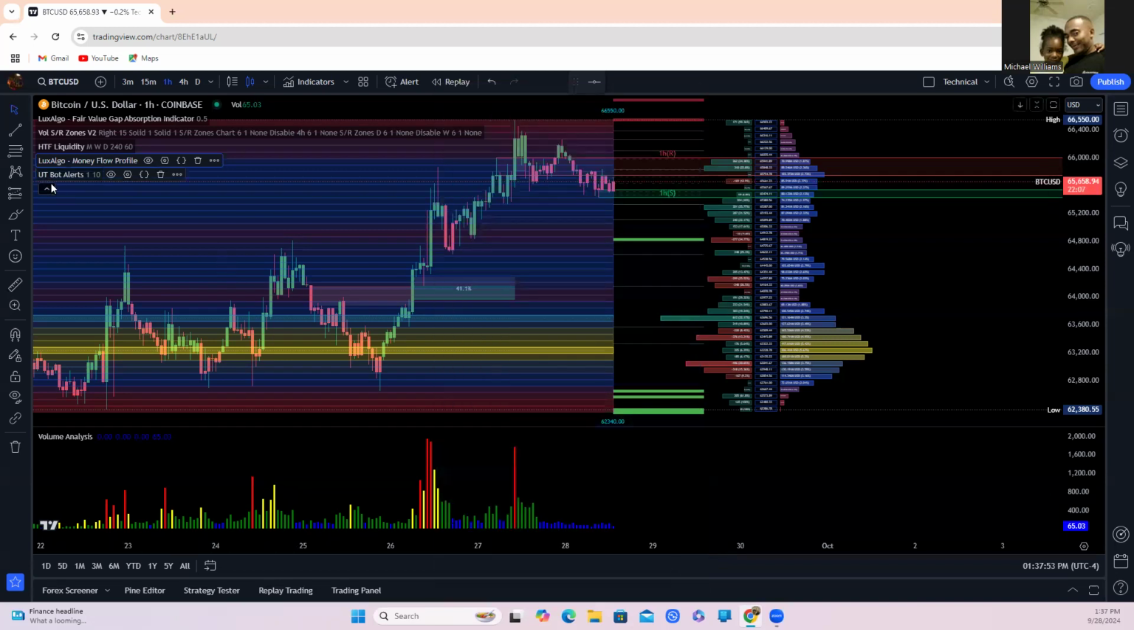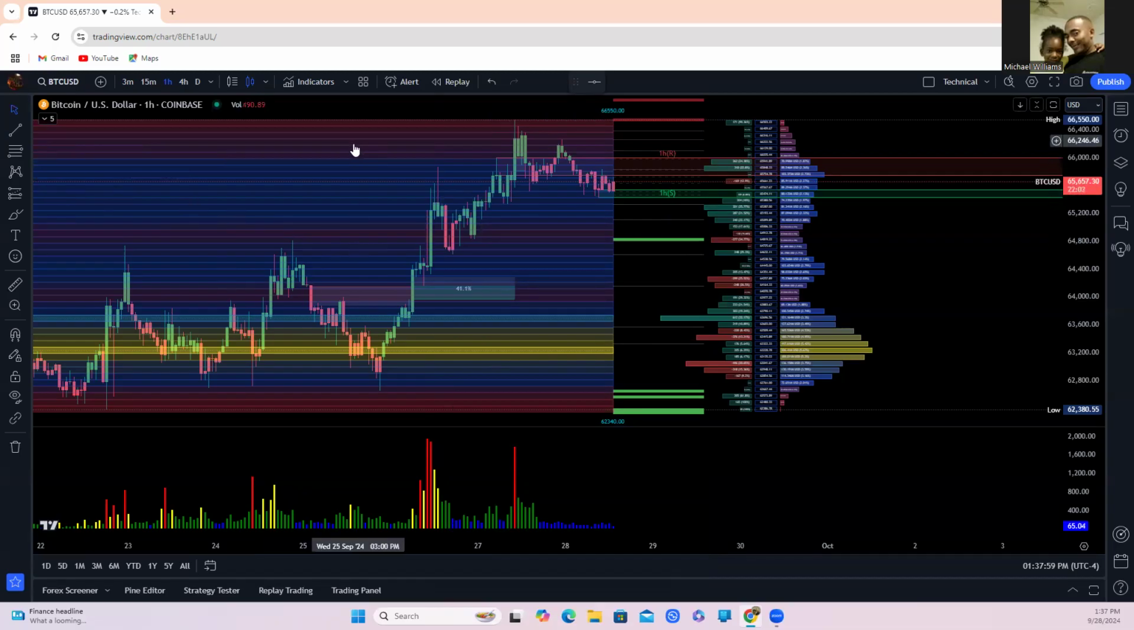Now you have to play with it from time frame to time frame, because 45 rows on the 5 minute may not get you this look right here. You have to play with how many rows on the 5 minute looks like something you want. Same thing on the 1 hour and on the daily.